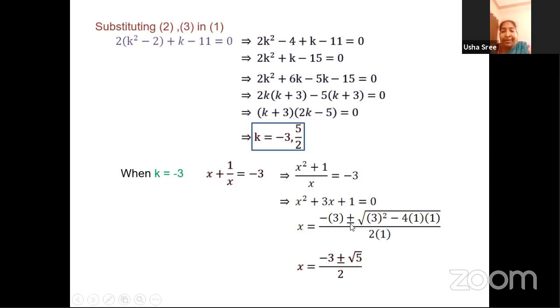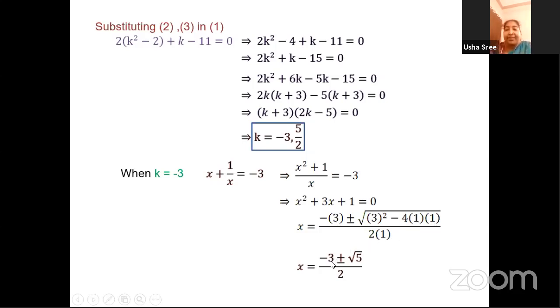Hope you got that. So that is the reason why, just for my convenience, I'm making use of the formula to calculate the roots of this equation. So x = (−3 ± √(3² − 4·1·1)) / (2·1).